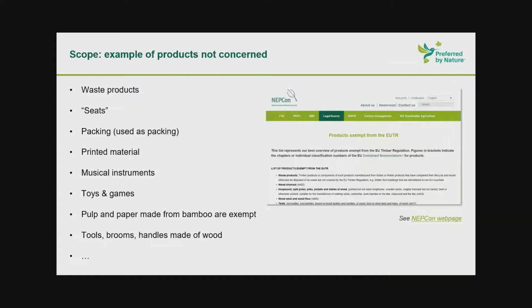Bamboo is also out, and handles and brooms and tools are also out, but will probably be included in the future, or it would be logical to include them. Of course, in case of doubt, look at the customs codes. So don't say, oh, this is probably printed material or whatever. Look at the customs code you import it with, and then you can see, okay, it's not on the list of the scope, or it's on the list of exemptions, and that way you can be sure.